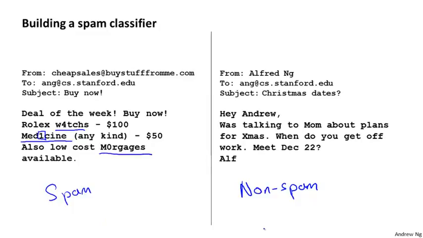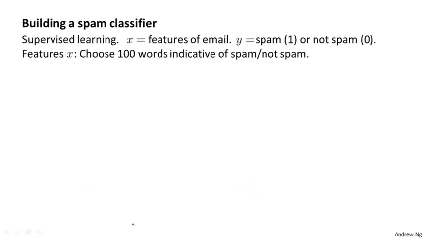Let's say we have a labeled training set of some number of spam emails and some non-spam emails denoted with labels y equals 1 or 0. How do we build a classifier using supervised learning to distinguish between spam and non-spam? In order to apply supervised learning, the first decision we must make is how do we want to represent x, that is, the features of the email. Given the features x and the labels y in our training set, we can then train a classifier, for example, using logistic regression.